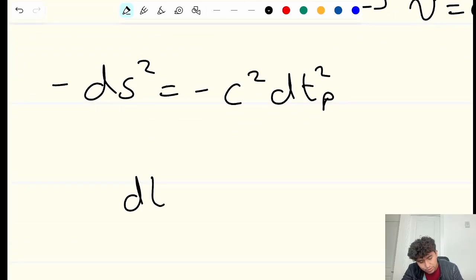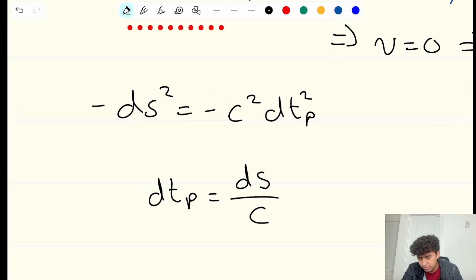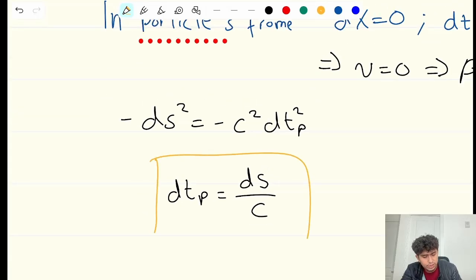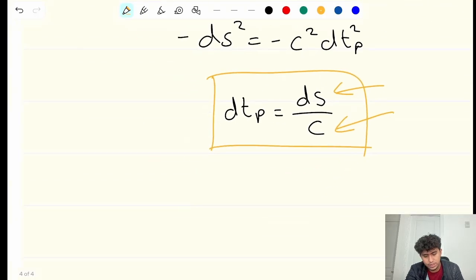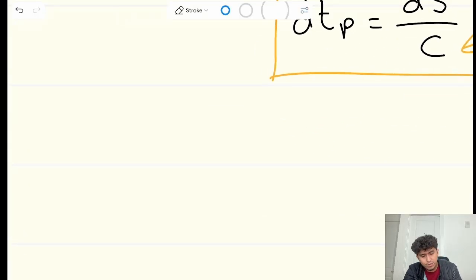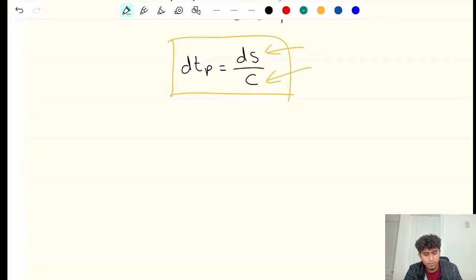So a good definition for proper time is ds over c, where ds is the invariant interval, which is an invariant quantity, divided by c, the speed of light. An invariant quantity divided by a constant is something that is not going to change when you change Lorentz frames. That's why the proper time is an invariant quantity. Pretty useful.